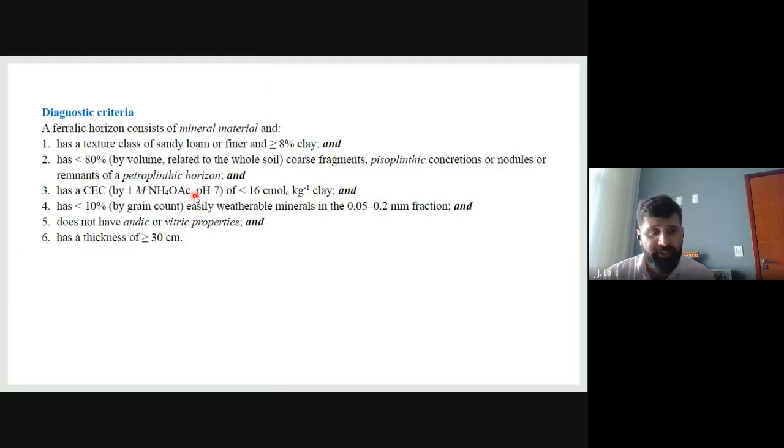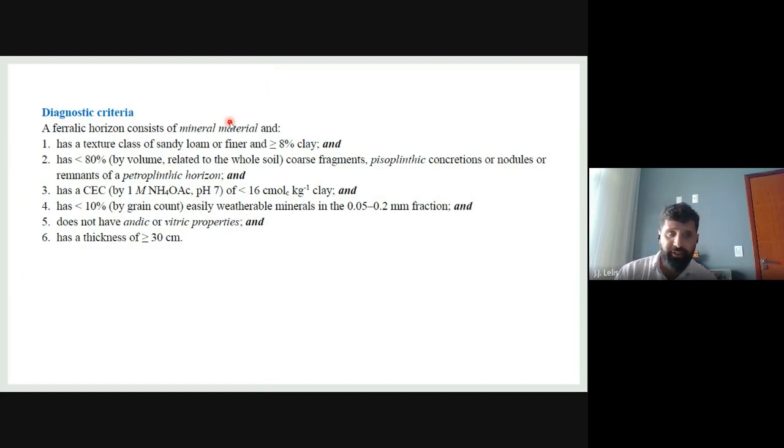The diagnostic criteria for a Ferralic horizon are not many, but they are very important. First of all, as with the others, we have a mineral material, so the organic carbon should be lower than 20%. So we can't find a Ferralic horizon with equal or more than 20% of organic carbon. Okay. Usually it has less than 1%. Usually the organic carbon is quite low, but okay.